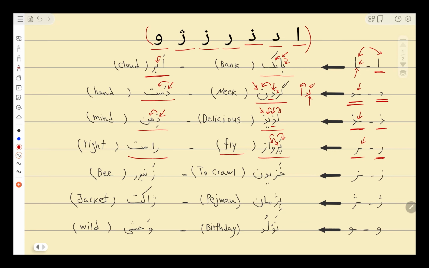Here we have the word rast, which means right, and the letter re is the beginning of the word rast, and it is not connected to the letter alif. Okay.